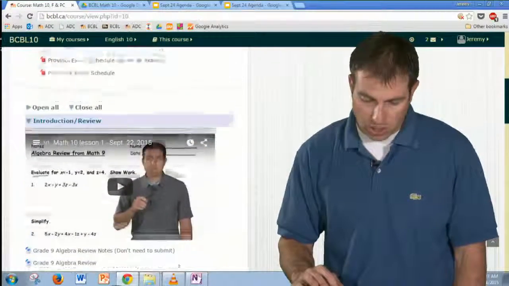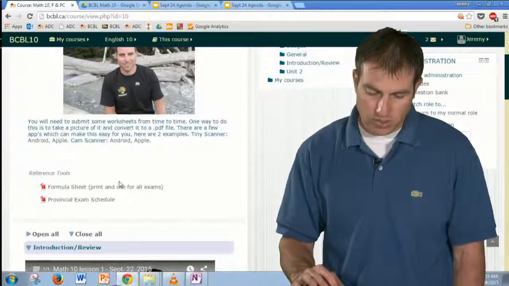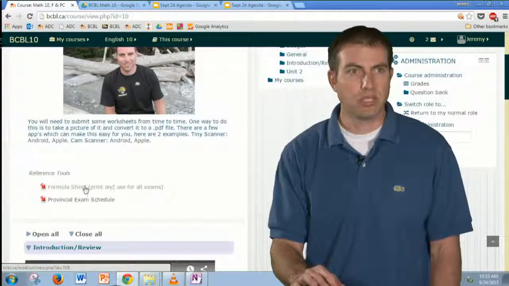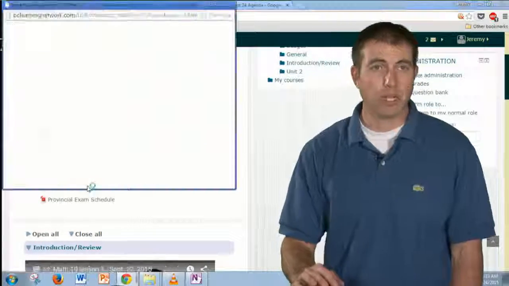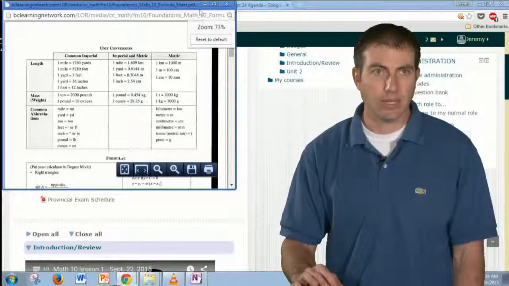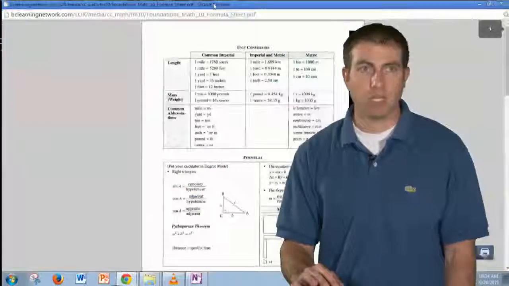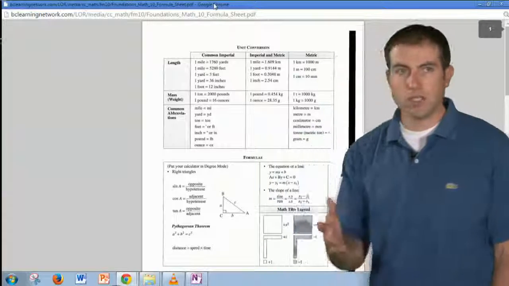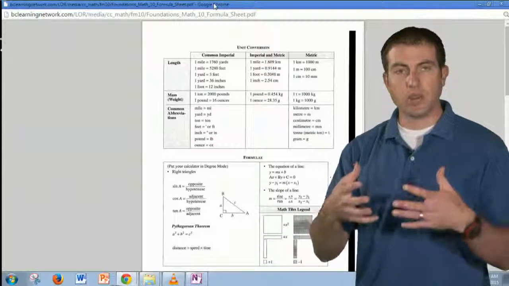Up at the very top of the course, you can see it says formula sheet and it says print and use for all exams. I'm just gonna open this right now so you guys can have a little peek at it. Maximize this behind me here. And this is the formula sheet that actually comes in with your provincial exam.